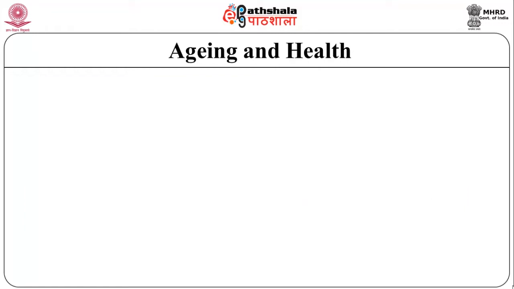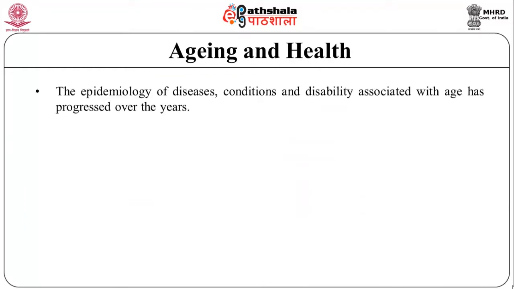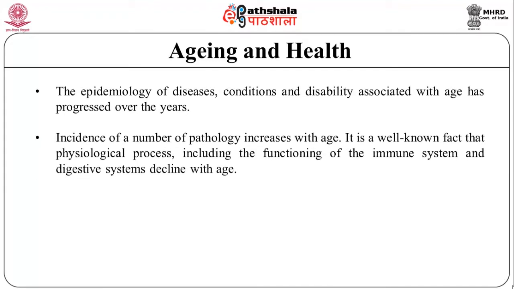Now let's understand aging and health. The epidemiology of disease conditions and disability associated with age has progressed over the years. The incidence of a number of pathologies increases with age. It is a well-known fact that physiologic processes, including the functioning of the immune system and digestive system, decline with age.